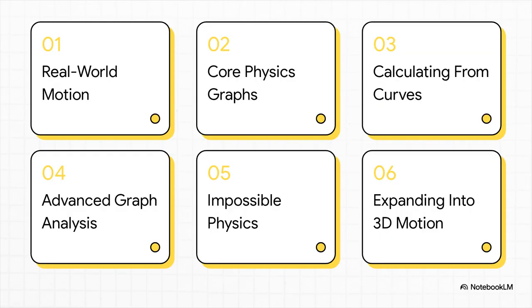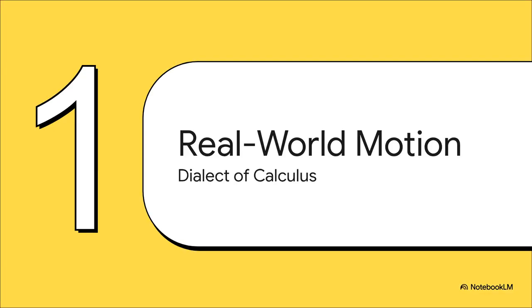Here's our roadmap for today. 1. Complex real-world motion. 2. The core physics graphs. 3. Calculating from curves. 4. Advanced graph analysis. 5. Spotting impossible physics. And finally, 6. Expanding into 3D motion. Starting off with Section 1. Complex real-world motion, the dialect of calculus.